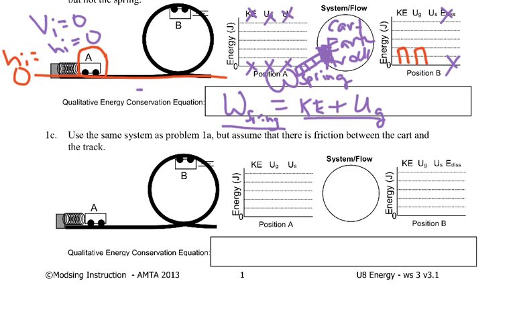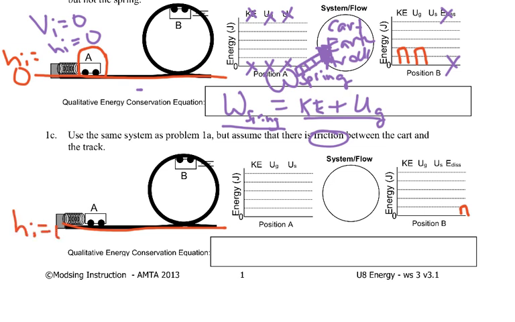All right, part C, same system, but assume that there's friction between the cart and the track. So now we have friction. So now we're going to have some dissipated energy. I'm going to go ahead and do a preemptive 1 box of dissipated energy. Can I do 2 boxes? Yes, I can. Can I do 3 or 4 or 5? Yes, you can. But you have to be careful because we still have some other types of energy here.